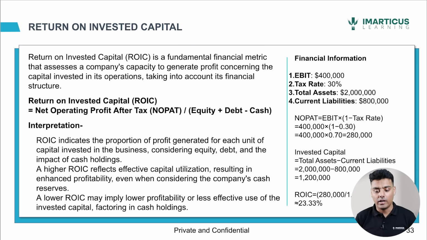A company had EBIT of 400,000, a tax rate of 30% and total assets of 2 million with current liabilities of 800,000. Now, the net operating profit or NOPAT would be EBIT into 1 minus tax rate. So, the profit of the company would be $400,000 minus taxes, which is $280,000. And the invested capital in the company is total assets minus current liabilities, which is 1.2 million. The return on invested capital is 280,000 over 1.2 million or 23.33%.